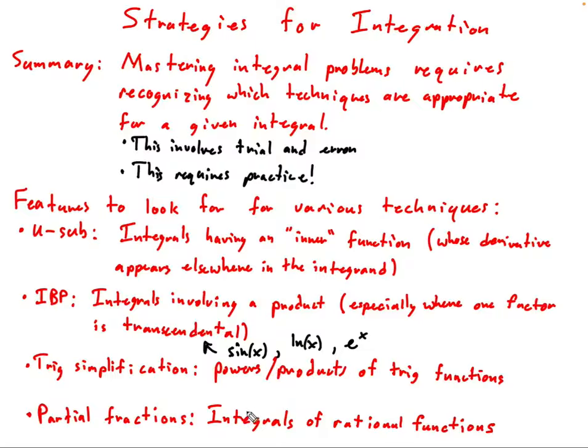If your integral involves a rational function, generally partial fractions is the best way to solve that problem. Let's look at a few examples. We won't fully solve any of these, but we'll take a look at which technique would be appropriate. If we have the integral of x times sine of x, we have a product, and a product that involves a transcendental function. So an appropriate technique for this problem would be integration by parts.